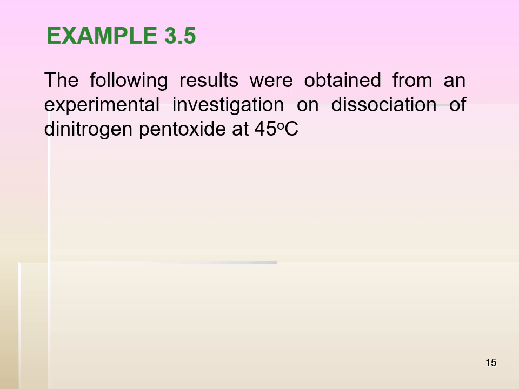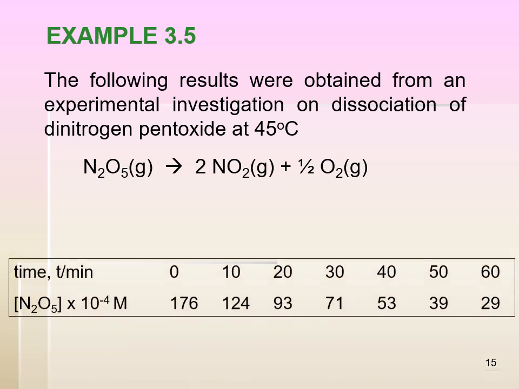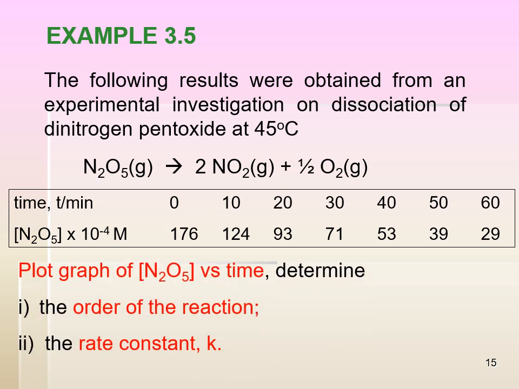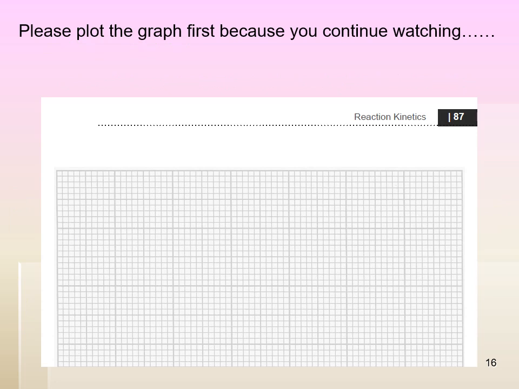Let's read the question in example 3.5. The following results were obtained from an experimental investigation on the dissociation of dinitrogen pentoxide at 45 degrees Celsius. The balanced equation is given, and this is the data. Plot a graph of concentration of dinitrogen pentoxide versus time, and then determine the order of reaction and the rate constant K. I am asking you here to plot the graph first before continuing to watch the solution for this question.